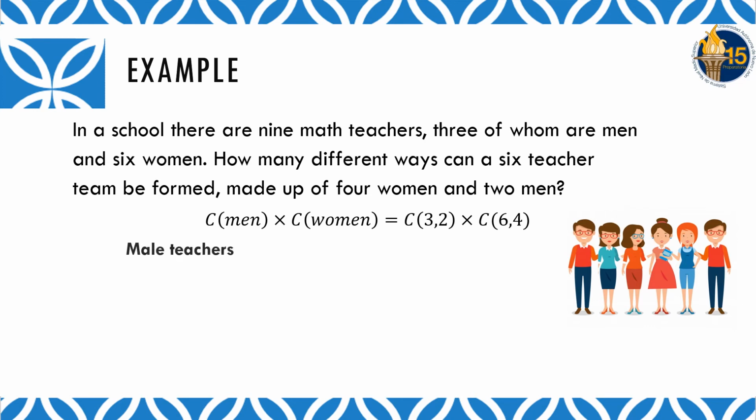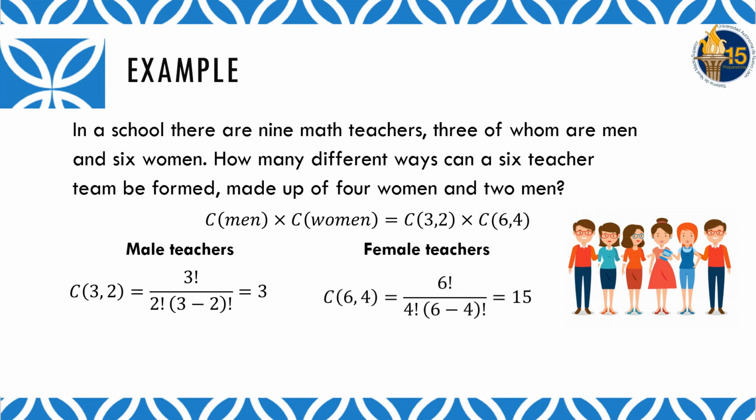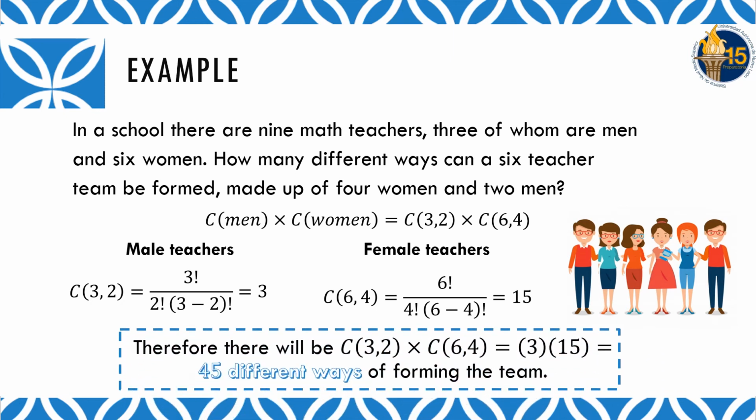The 2 male teachers can be selected from the combination C(3,2) equals 3 factorial over 2 factorial times (3 minus 2) factorial, equals 3. The 4 female teachers can be selected from the combination C(6,4) equals 6 factorial over 4 factorial times (6 minus 4) factorial, equals 15. Therefore, there will be 3 times 15 equals 45 different ways of forming the team.